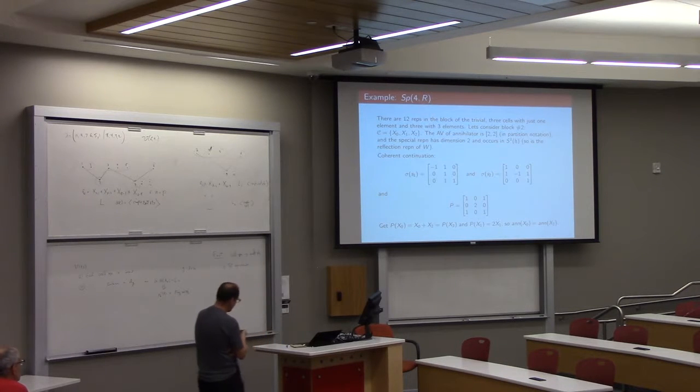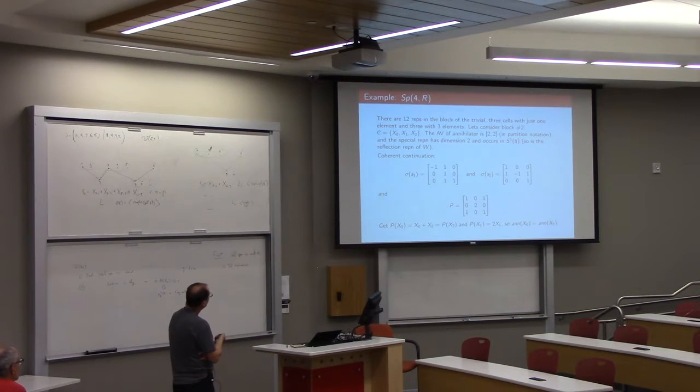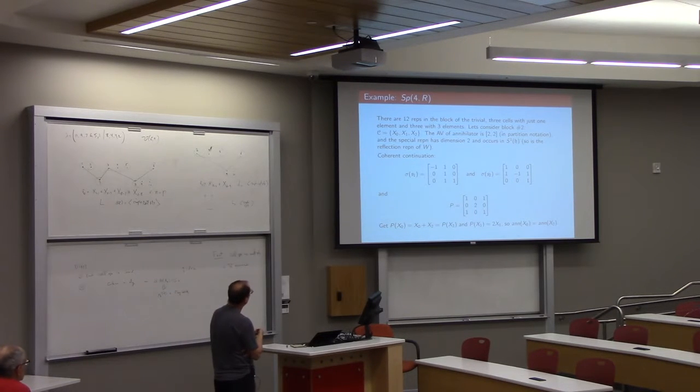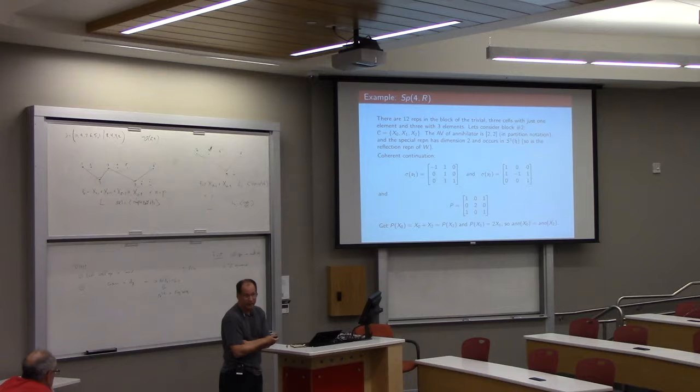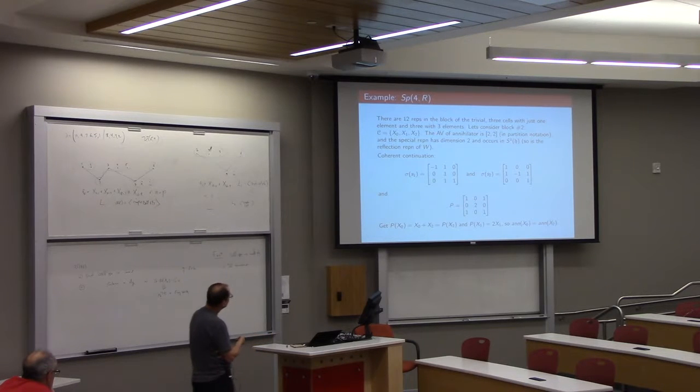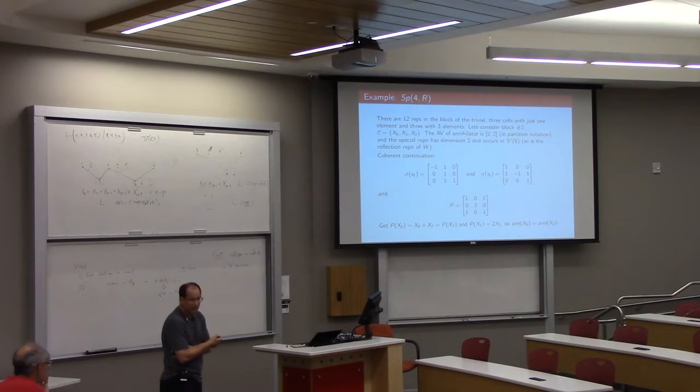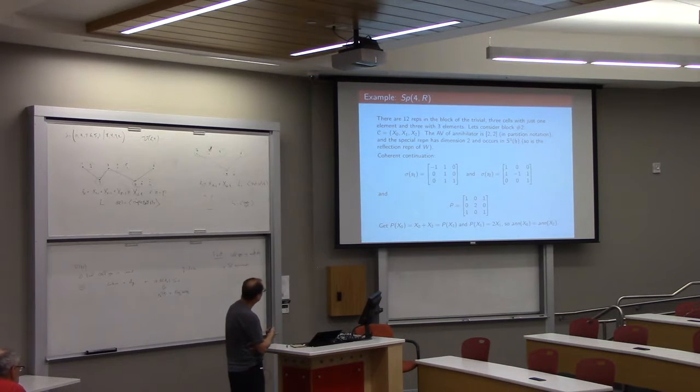Okay, so here is an example. This is Sp4R, and the same cell we've been talking about has 3 elements, and the associated variety of annihilators is 2, 2, and the special representation is the reflection representation. I think Peter said that. Then Atlas tells you what these matrices are. In fact, Jeff wrote a little script that actually just gives you the matrices. And I guess that'll be included soon.